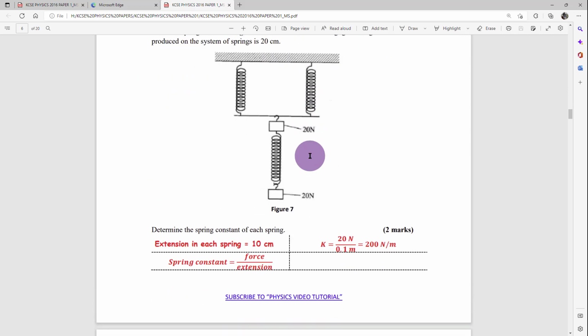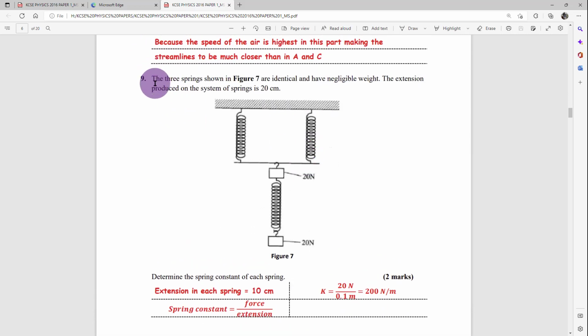Let's look at question 9. In question 9, we are told that the three springs shown in figure 7 are identical and have negligible weight. The extension produced on the system of springs is 20 centimeters. When you look at this system, you find that these two springs here are supporting a total of 40 newtons. So each one of them is supporting 20 newtons. When you look at the third spring over here, all by itself, it is supporting a force of 20 newtons. So each one of the springs is supporting 20 newtons.